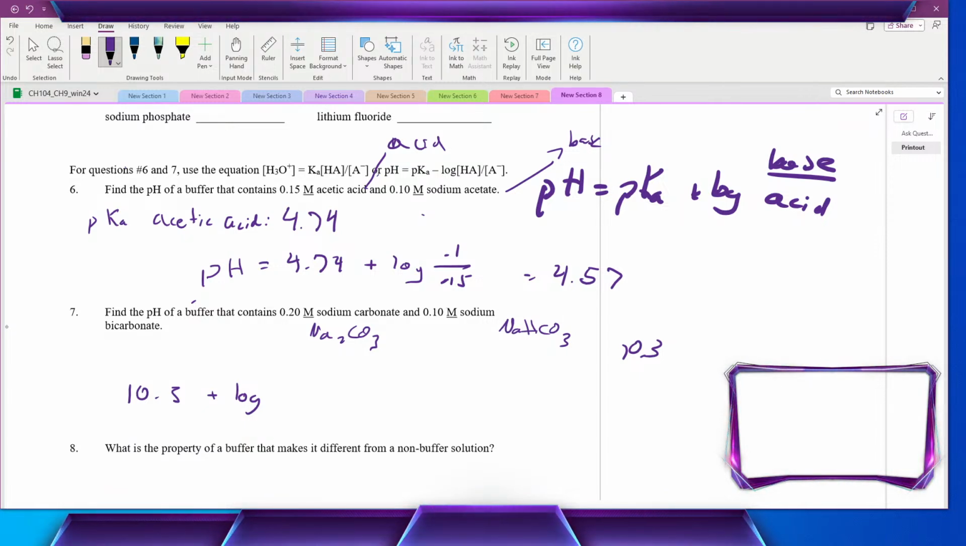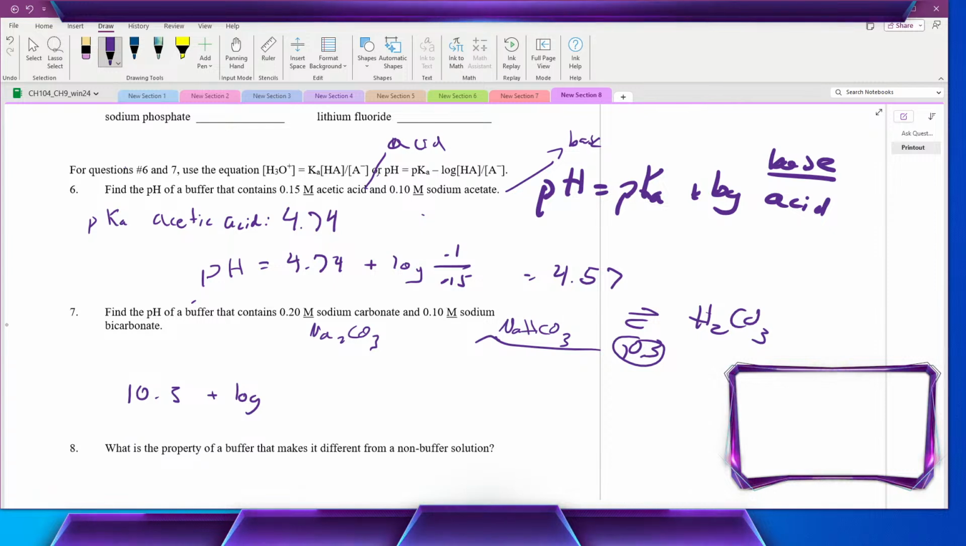So that 6.3 is for the carbonic acid to bicarbonate, because it has kind of 3 chains in there. So this is the first dissociation. So that's the 6.3. And then the 10.3 is the one that we want as it goes from bicarbonate to carbonate. And then the log.